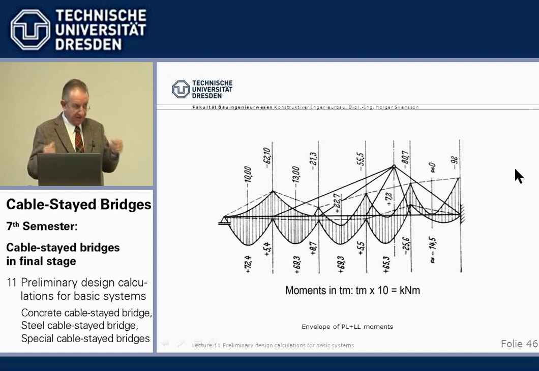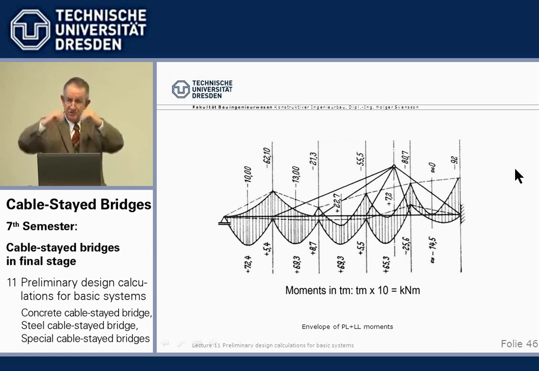Because we are free. Now I do it the other way. In concrete, our boundary condition is we need a run of moment under permanent loads which is not subject to creep. So we have a constant moment run of permanent loads.